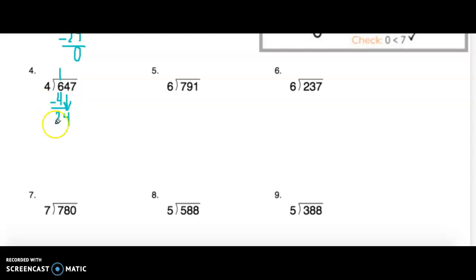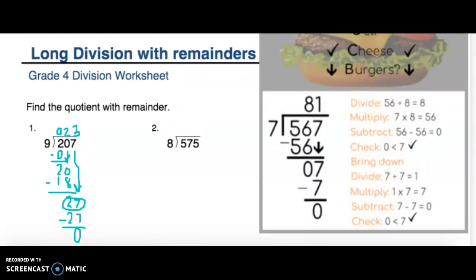And now, this is what we're dividing, okay? So 24 divided by 4 is 6. 6 times 4 is also 24. Sometimes this will happen, sometimes it will not. We have 0, check, good to go. Bring down that 7, and now we are looking right here, because we brought that down. Now we're looking to divide there. So 7 divided by 4 is 1. 1 times 4 is 4. Subtract, and we will have 3, which is the remainder. Okay, some will have remainders, some will not.